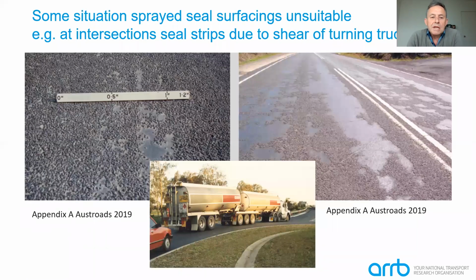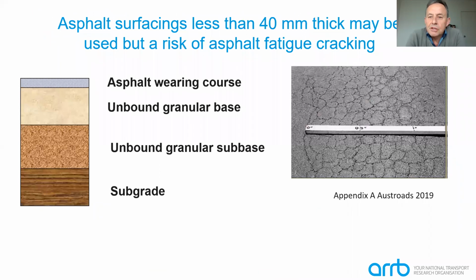But there are some situations where it might be difficult to hold a sealing aggregate like that, and you end up getting stripping. That might be a result of, say, turning movements of heavy vehicles. You might have troubles in holding that surface together because the aggregate rips from the bituminous layer. In those sorts of situations, you might turn to an asphalt surfacing. And so it's possible to use this design chart with surfacing thickness up to 40 millimetres.